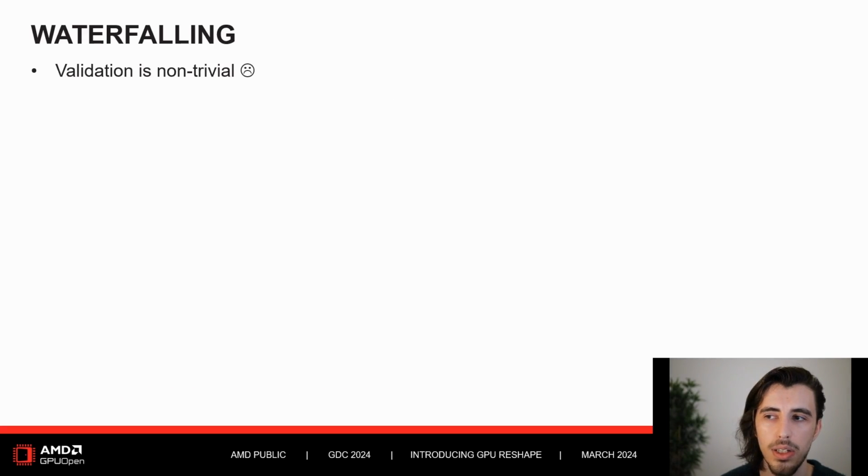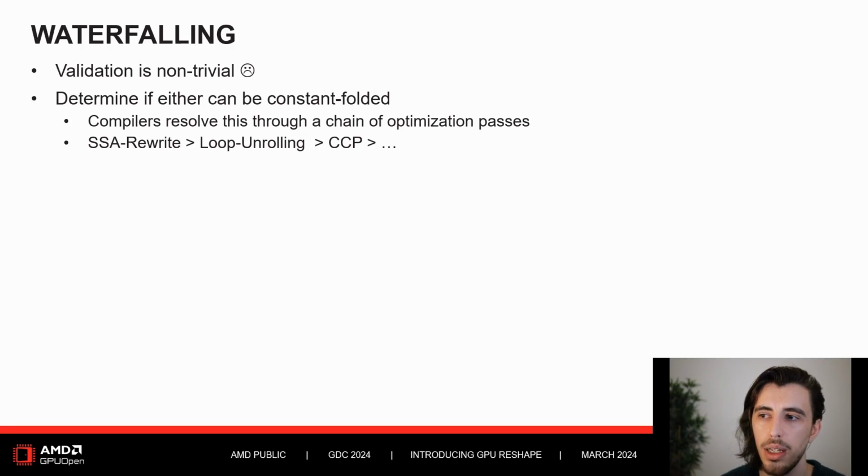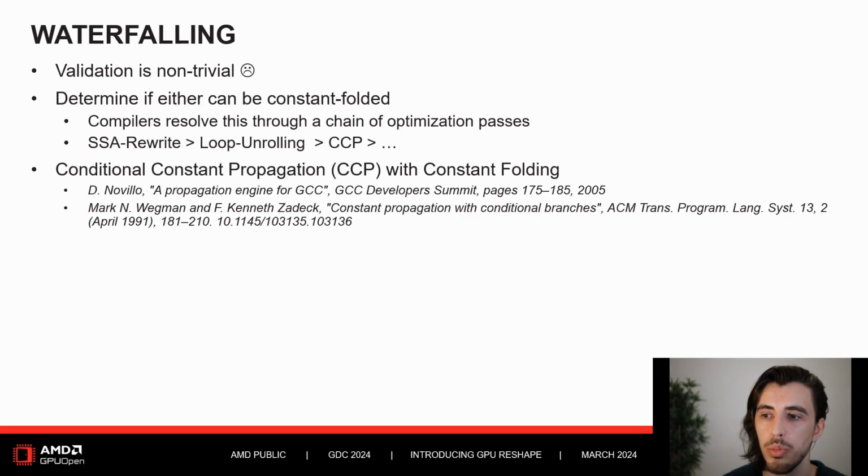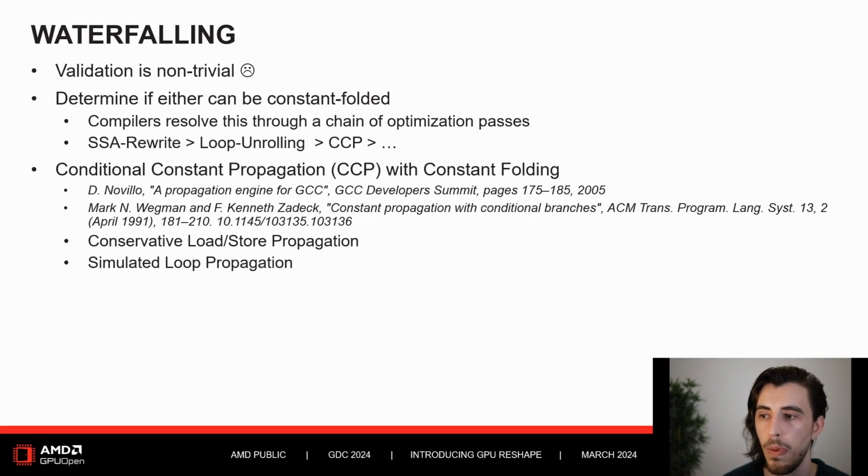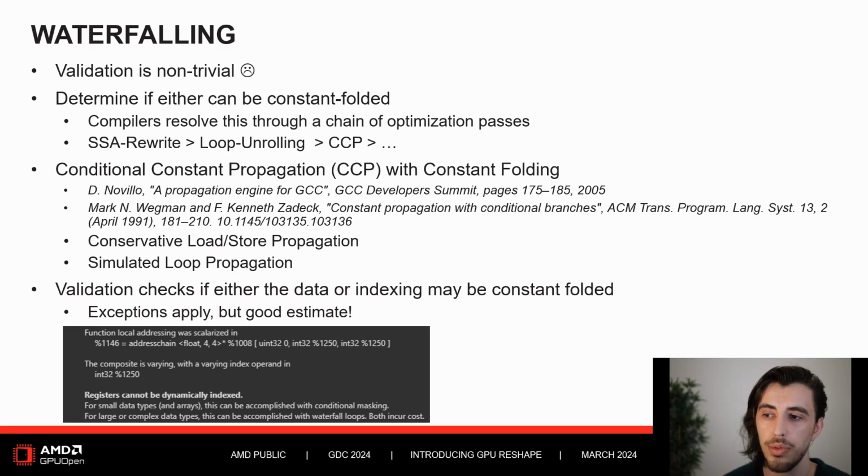But validation of this is not easy. On the compiler side, this is resolved through a lot of optimization passes. We need to get as close as possible, so we employ what's known as conditional constant propagation, which basically figures out what can be computed at compile time. On top of this, we extend it to handle local memory operations, such as loads and stores, and simulated loops as well. Typically, this is handled in other passes, but we choose to keep it in one. And from here, the validation checks if either the data or the index may be constant folded.